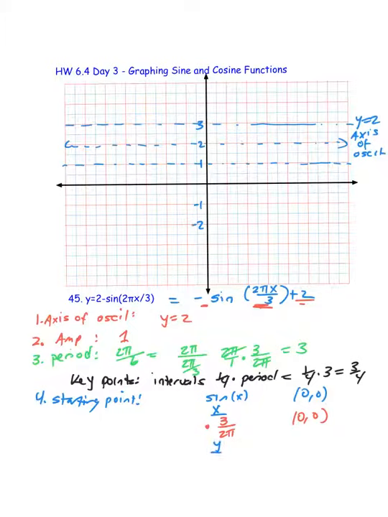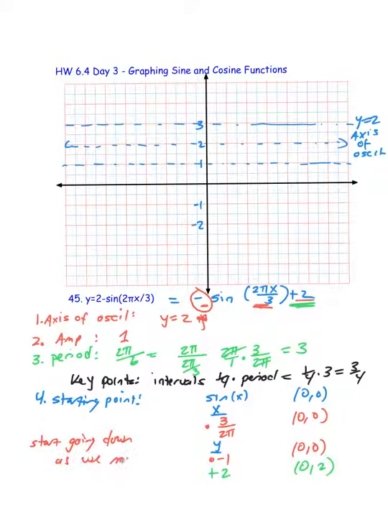And then let's see what's happening to y values. Y values are going to be multiplied by -1, so 0, 0 still stays at 0, 0. And then we're going to be adding 2. This plus 2 means we add 2 to y values, so our starting point is at 0, 2. The last thing we need to consider, since this is a sine function starting at the axis of oscillation, is does this start going down as we move to the right, or up? This is a reflected sine function, so we're going to start going down as we move to the right, because this is a reflected sine graph.